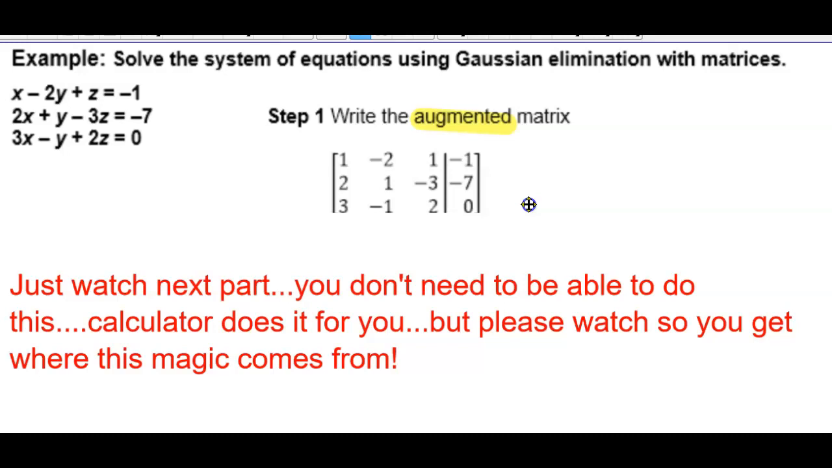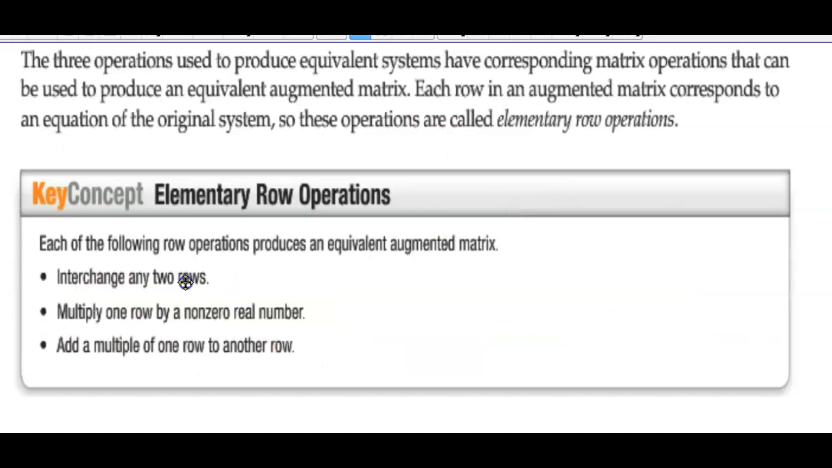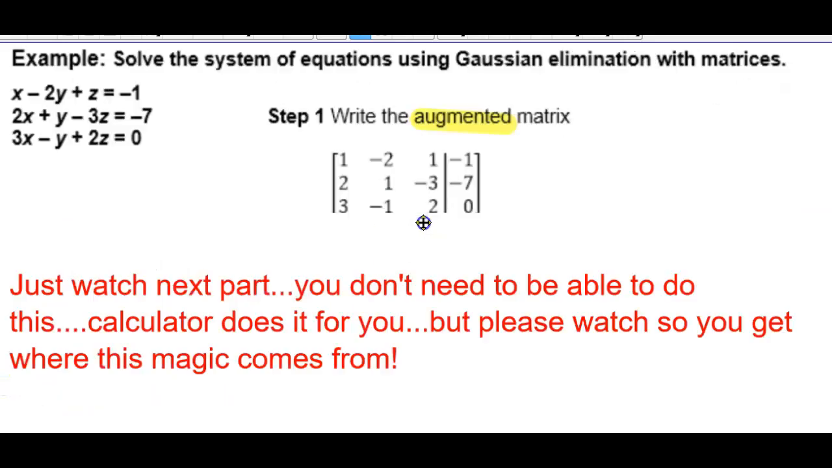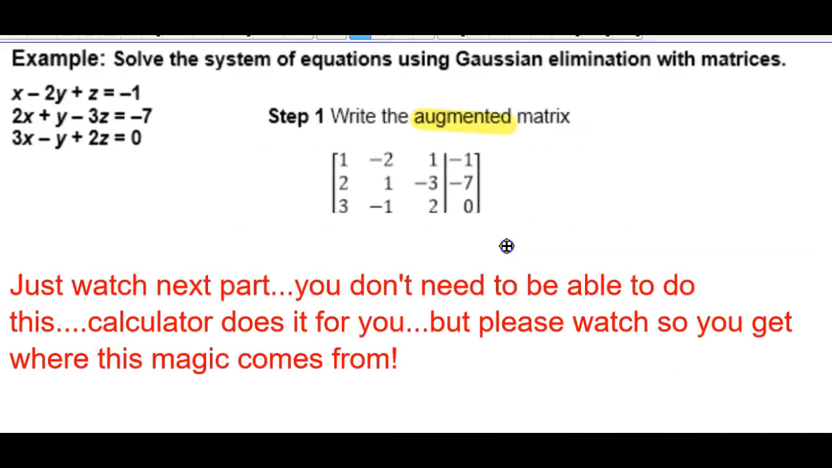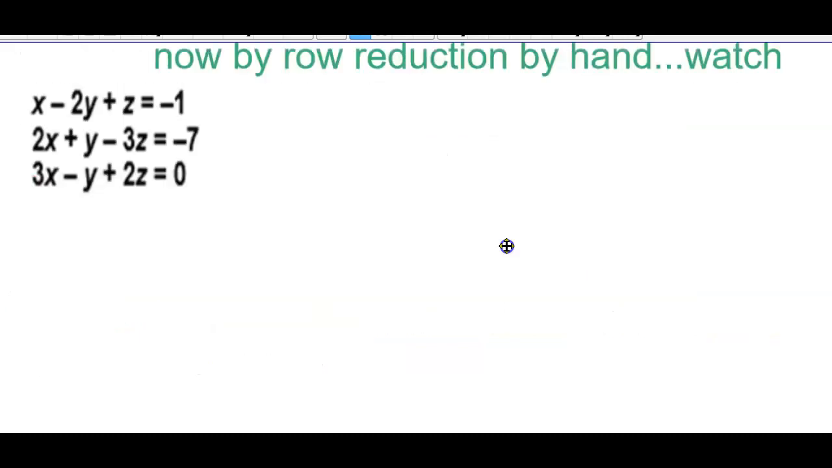Now, there are operations you can do. You are allowed to switch 2 rows around. Think about that. That's just switching 2 equations in the order in which you wrote them. You can multiply 1 row by a non-zero number. In other words, you can multiply all the way through by 7. And then you can add 1 row to another row, which is what I was really doing here. Remember, we multiplied through and then we added things together. So you can do that without the variables in there. All right, just watch. This is entertainment for all of you, I know.